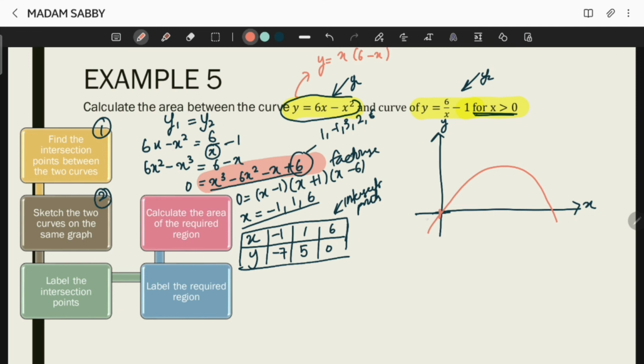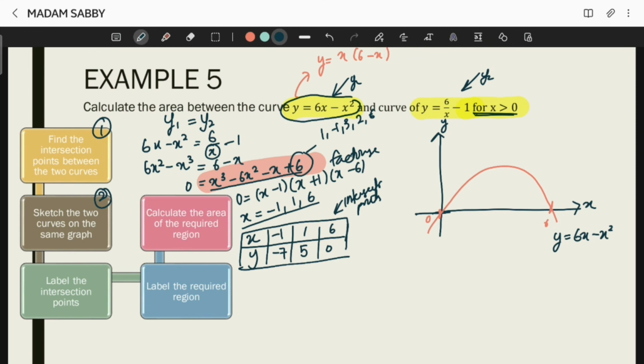Okay, so this is the 0 and this is 6. So this is for your y equals 6x minus x squared. So that is the first one. Next we're going to sketch the curve of y equals 6 over x minus 1.